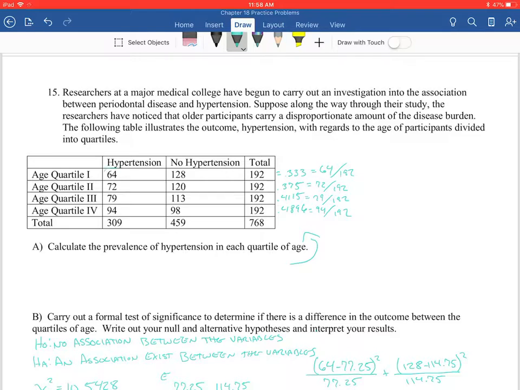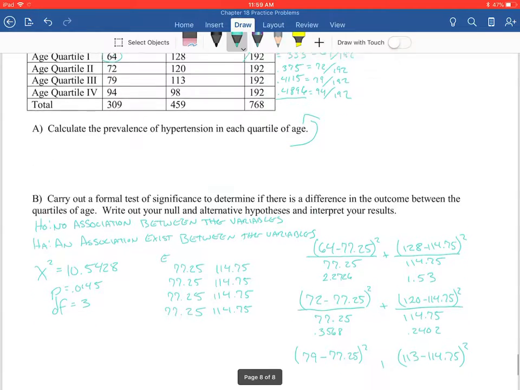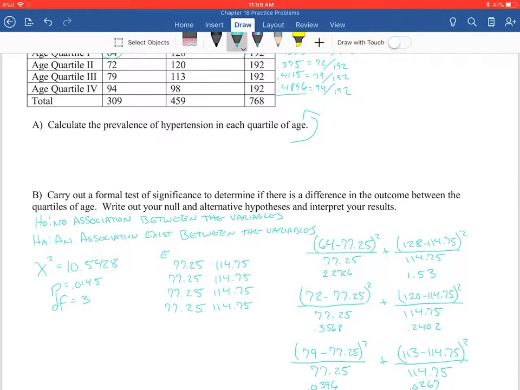So here, after you read the problem, the first part is we're going to calculate the prevalence of hypertension in each group. Up here I've shown you a hypertension number. We're going to be looking at what is given over the total number for each hypertension and the prevalence there. And these values here are the ones that are stated for the prevalence rate for each age quartile in hypertension.